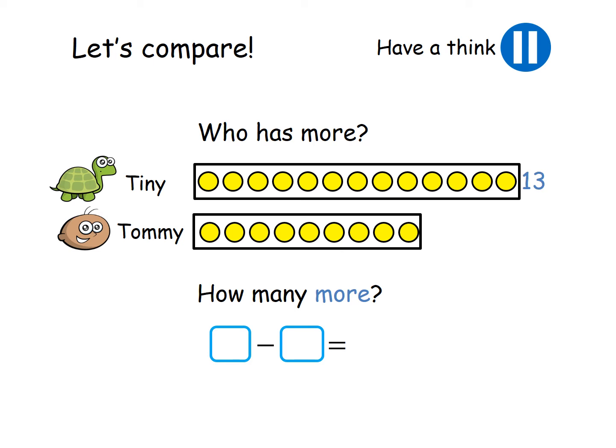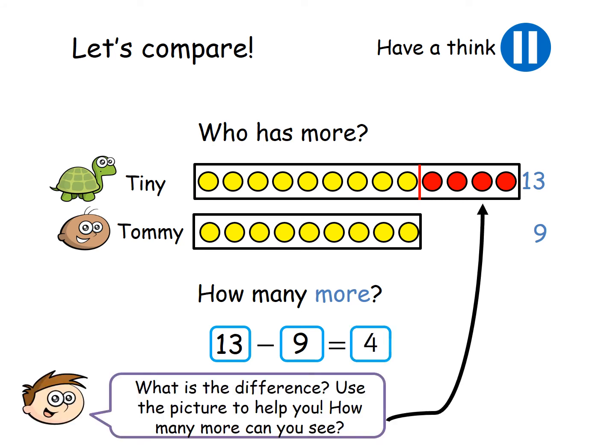So Tiny's got 13 and Tommy has 9. So we could use the diagram to help us, or we could just subtract the two numbers. So there are the counters turned over to help you to find the answer. Or I could have just put it in a subtraction sentence. So we always start with the greatest number when we're subtracting. So 13 subtract 9. So I've got Tiny's counters subtract Tommy's counters, and there's a difference of 4. Well done if you said that.